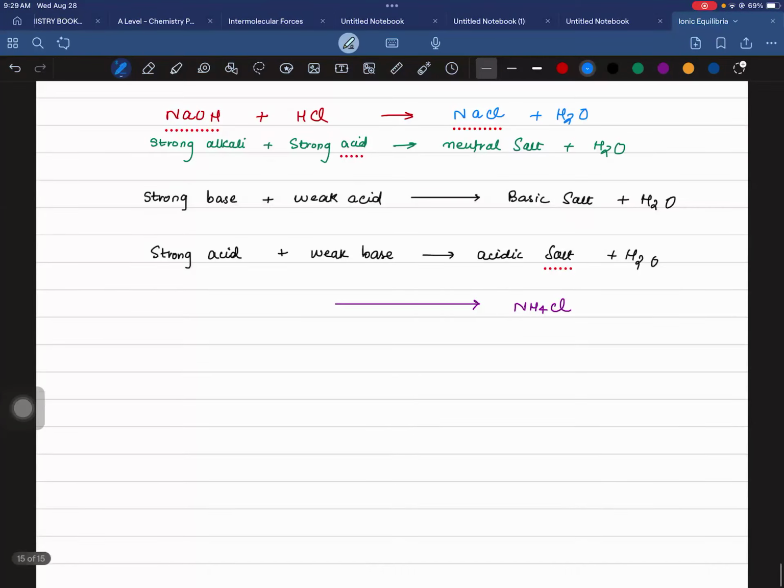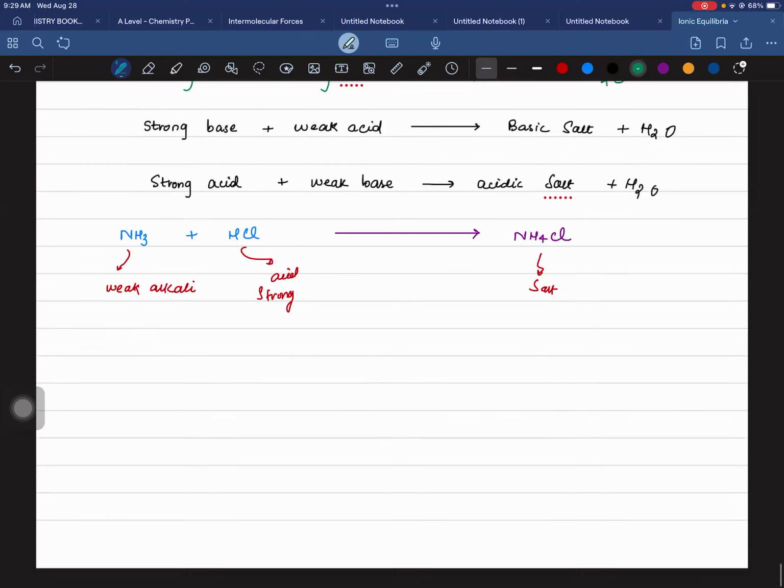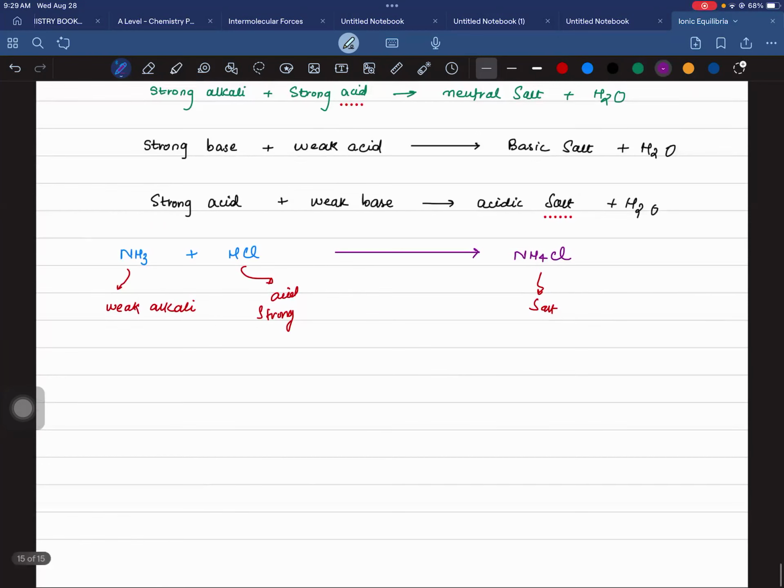So let me tell you, ammonia, when it's going to react with HCl, as you know this is a weak base, a weak alkali, and this is an acid. So they are going to form this salt, that is an acidic salt, because this is a strong acid. So the strong property would be dominant. Are you getting my point?